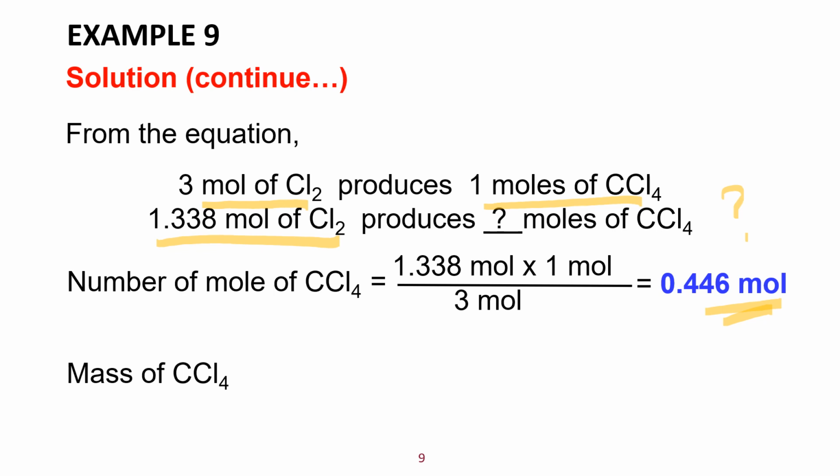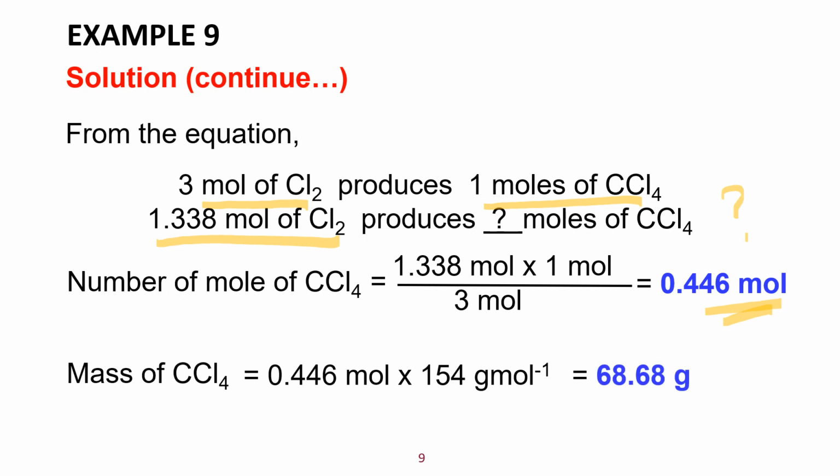From the number of moles, we can convert into mass by multiplying the number of moles with the molar mass. Thus, we obtain the mass of the CCl4 as 68.68 grams.